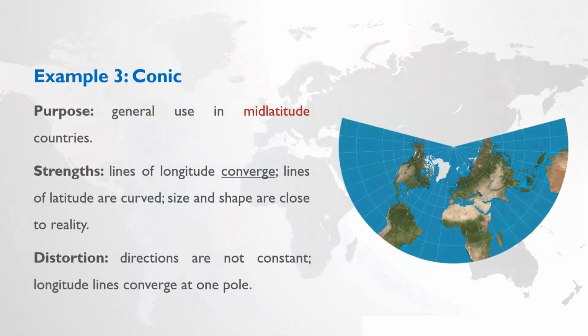Third projection we're going to look at is the conic projection. The general use of this is in mid-latitude countries. Strengths: the lines of longitude converge, as they should. These white lines converge here at the North Pole. The lines of latitude are curved, and that's how it is if we're looking at the globe. Shapes are close to reality. The only distortion here is that direction is not constant, and I think that's easy to see when you're looking at this projection.